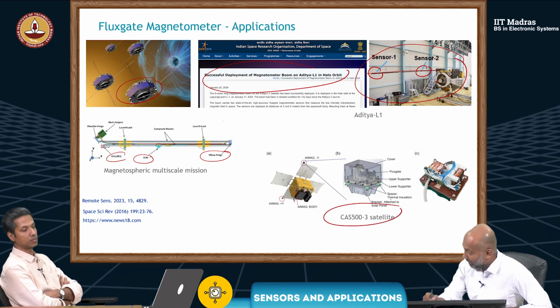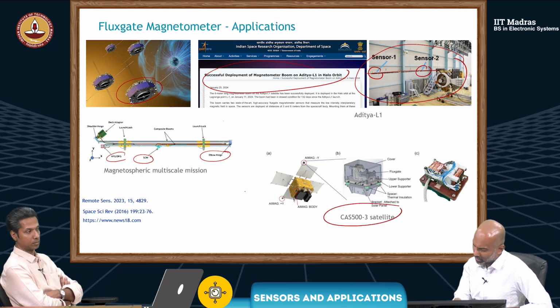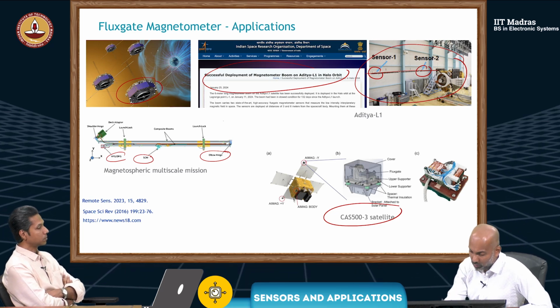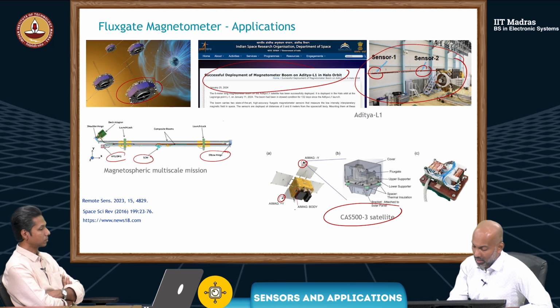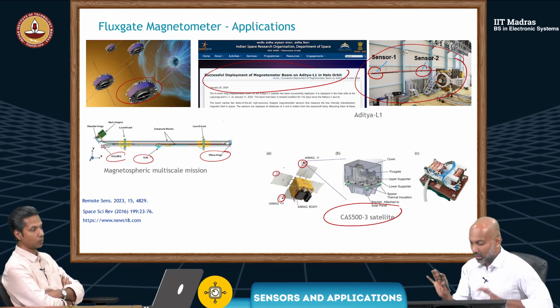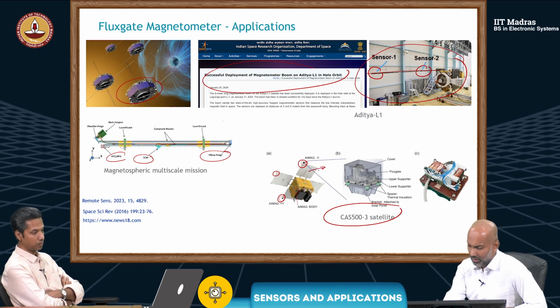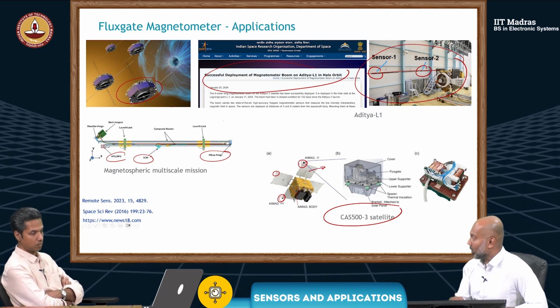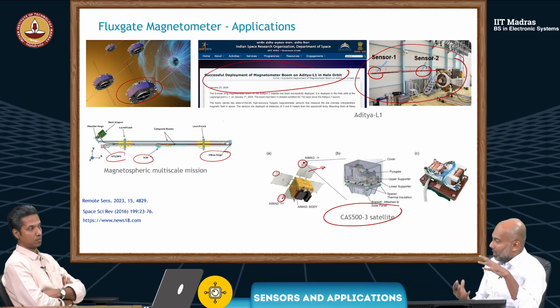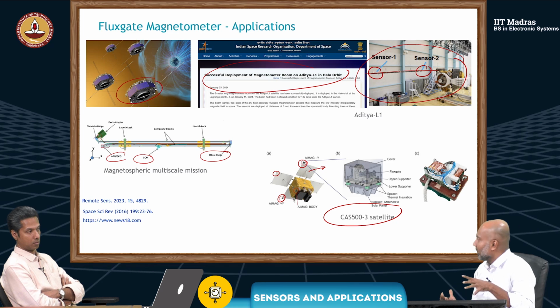Also, they're used in satellites. Here's an example, I think this is a Korean satellite. Instead of a boom, you can also attach these magnetometers, Fluxgate and surge coil, on the solar panels, I believe. Yes, you can attach them on the solar panels. So these Fluxgates and surge coils must be very rugged, I guess.